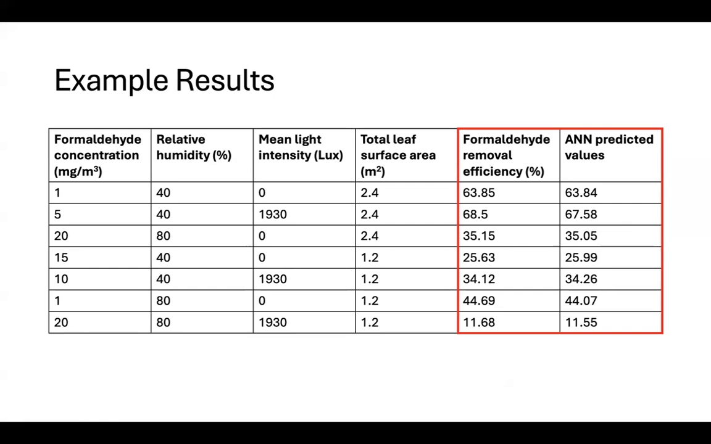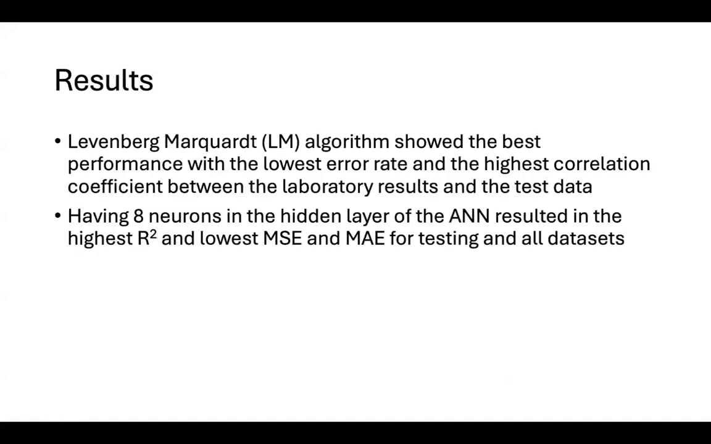So these are some example results. These left 4 columns here show factors with varying values associated with them to represent different conditions. This column here shows the actual formaldehyde removal efficiency as measured within the physical experiment. And this column shows the predicted values from the artificial neural network. As you can see, the artificial neural network typically was able to predict formaldehyde removal efficiency within about 1%.